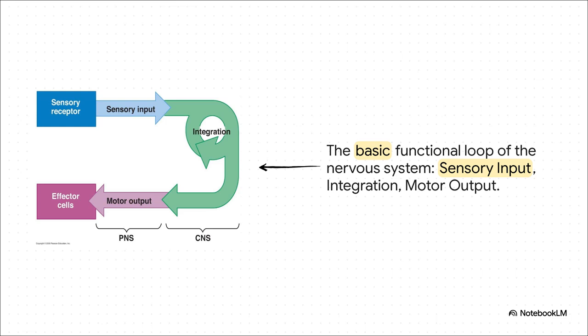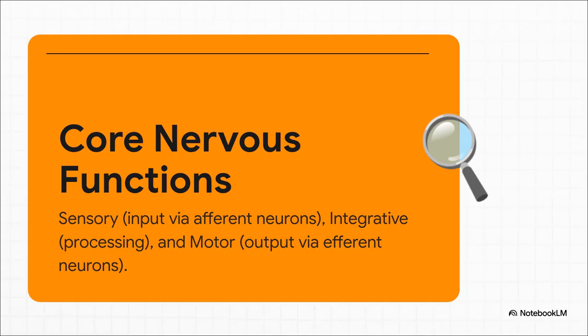It all starts with sensory input. That's when receptors gather information from the world. That information then travels to the central nervous system for integration. That's the thinking part. And finally, the CNS sends out a command, the motor output, which causes a response, like making a muscle move. Input, process, output. That's the loop. Let's get a bit more technical with those 3 stages.